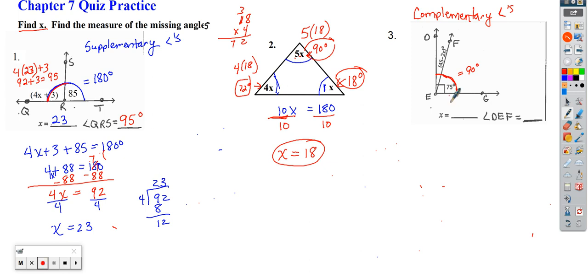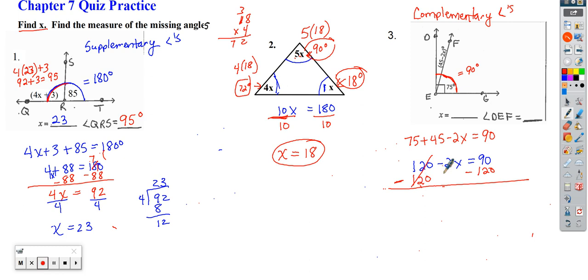Okay, so I've got 75 plus 45 minus 2x equals 90. Go ahead and combine my like terms. That's 120 minus 2 times x equals 90. I'm going to subtract 120 on both sides. Now be careful, this is negative 2 times x left, and then this is going to be a negative 30.